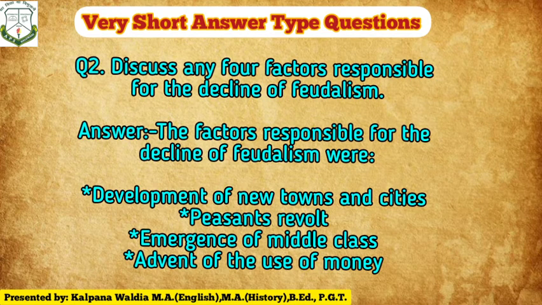Second question is, discuss any four factors responsible for the decline of feudalism. Answer is, development of new towns and cities, peasants' revolt, emergence of the middle class, advent of the use of money. All these were the reasons behind the decline of feudalism in Europe.